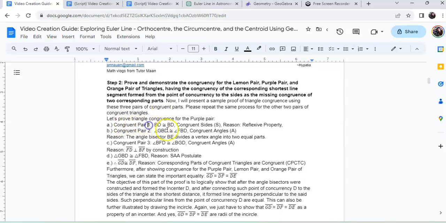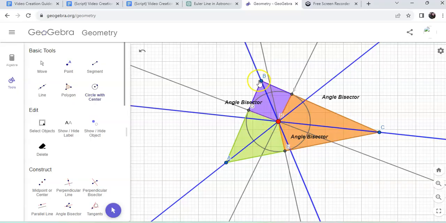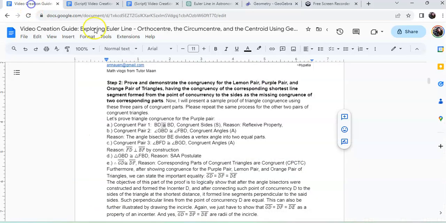Congruent pair number 1. Side BD is congruent to side BD. So we have congruent sides, and the reason is the reflexive property. So side BD is equal to side BD. It's equal to itself. Next, congruent pair number 2.